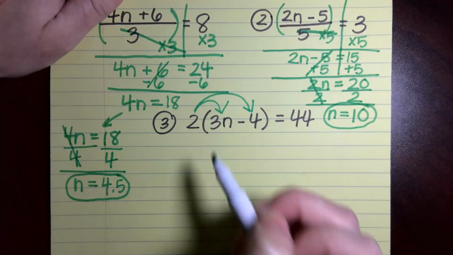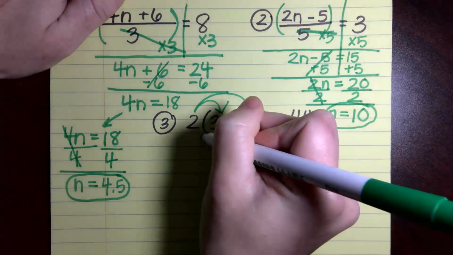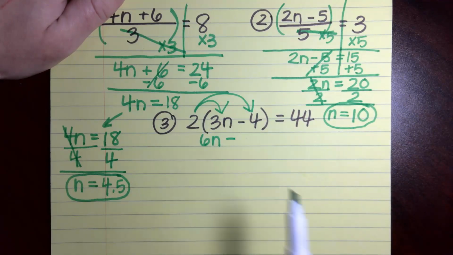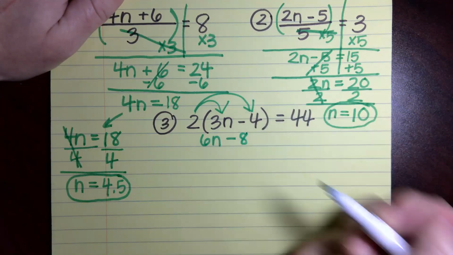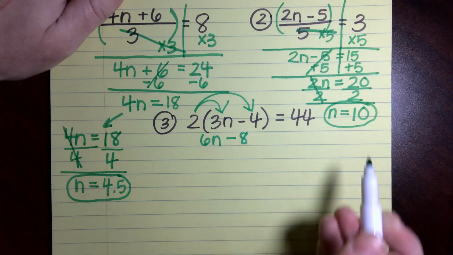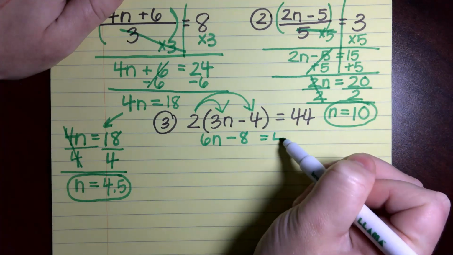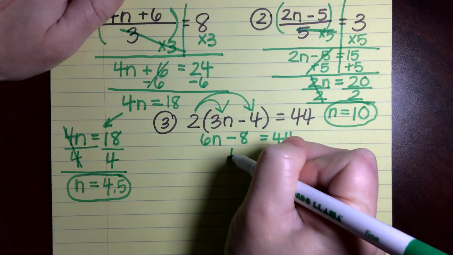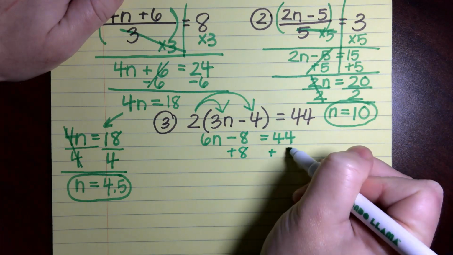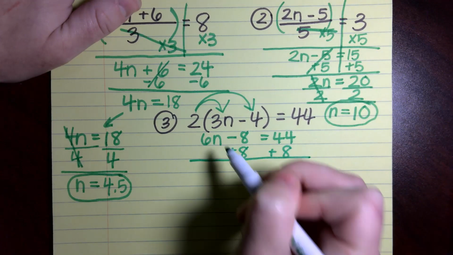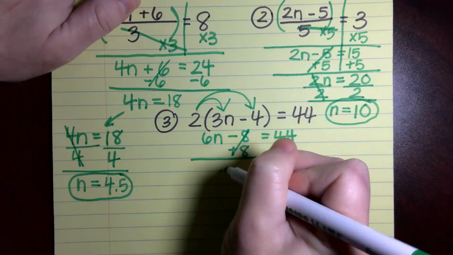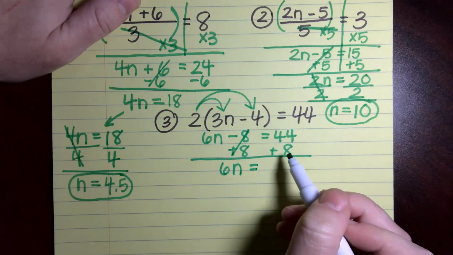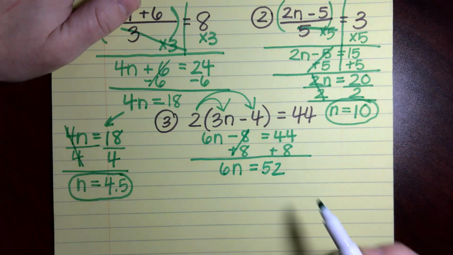What is 2 times 3n? 6n. I'm going to bring down my minus. 2 times 4? 8. Good. So I have 6n minus 8 equals 44. Now what? We're going to add 8 on each side. 44 plus 8. I don't think I gave you a pretty answer, on accident. No. 6 times n equals 52. Good. And then what?